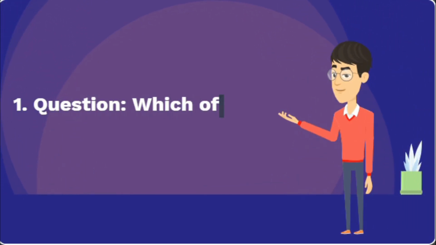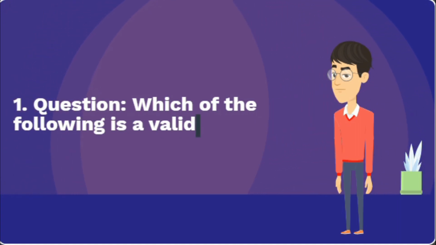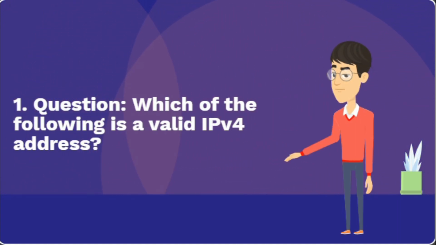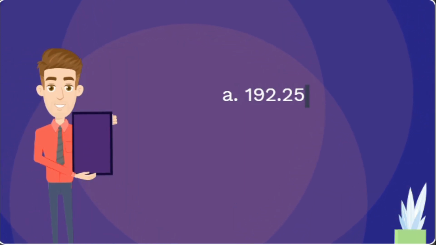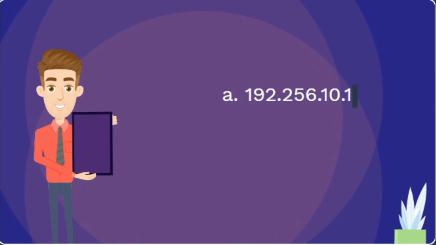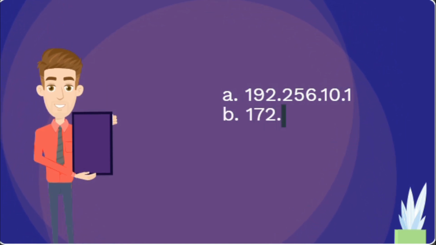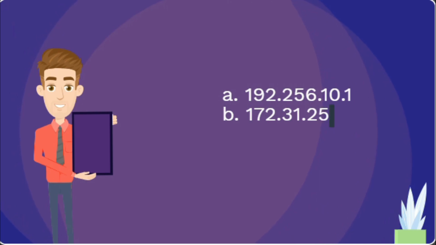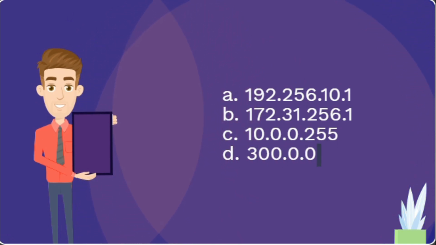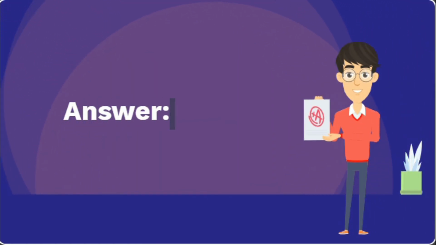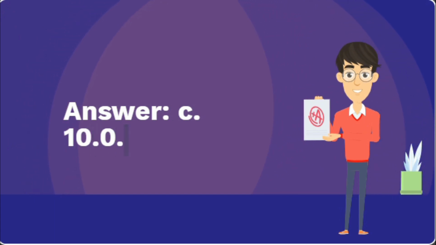1. Question: Which of the following is a valid IPv4 address? A. 192.256.10.1 B. 172.31.256.1 C. 10.0.0.255 D. 300.0.0.1. Answer: C. 10.0.0.255.